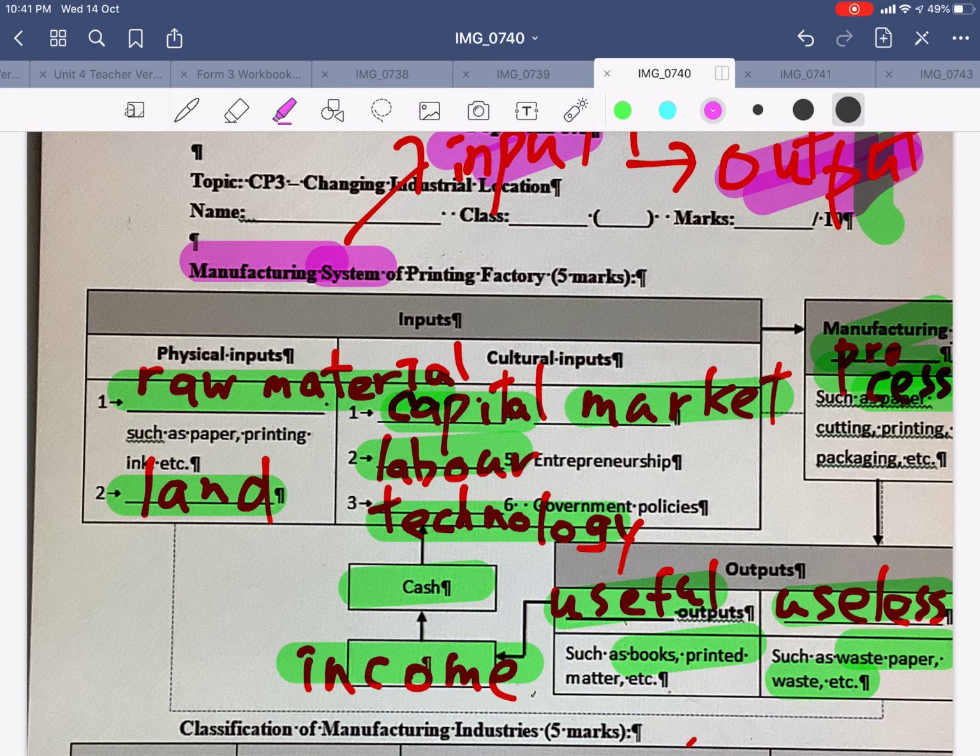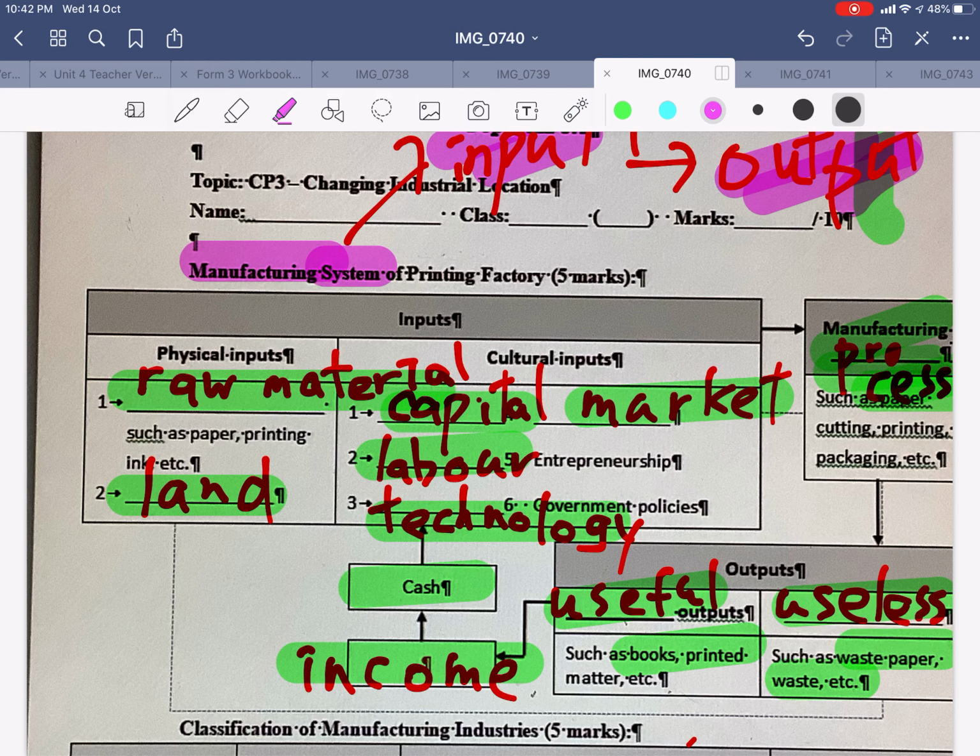And how about the output? I think it's quite obvious that we have two kinds of output, which are useful output and also useless output. After we produce that kind of output, for the useful output we can sell it and obtain the income, and then it will become cash, and we invest it back into the manufacturing system so that the manufacturing system can be sustained. Okay, so for this part it is 0.5 mark per point.